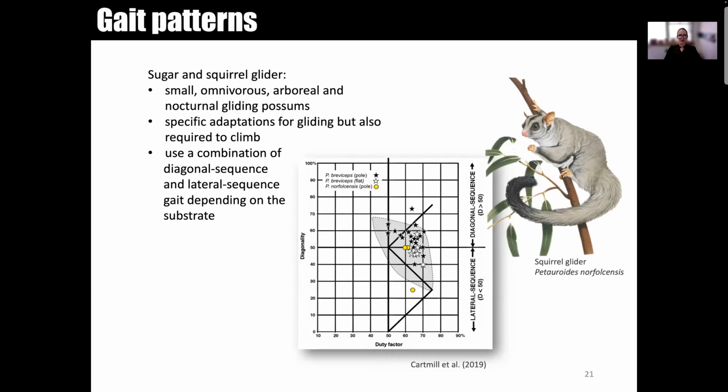Sugar gliders and squirrel gliders, also arboreal. So these are small, omnivorous, nocturnal gliding possums, and they have specific adaptations for gliding, but also they're required to climb. And a separate study has found that they also use a combination of diagonal and lateral sequence gait, depending on the substrate.